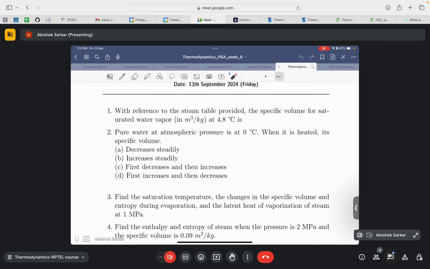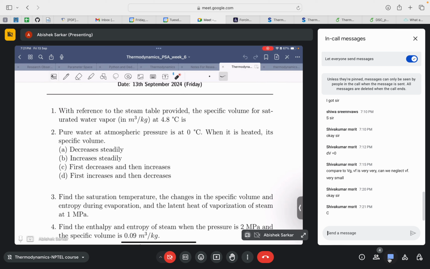You can let me know what the option is. Option C: first decreases and then increases. Okay, both of you answered the same. Yeah, that's correct.